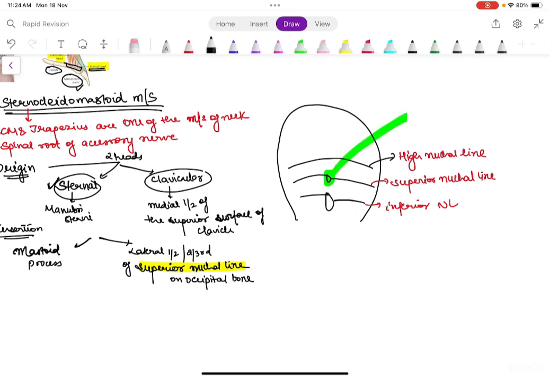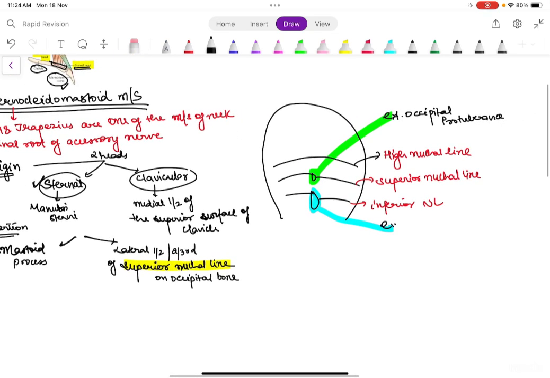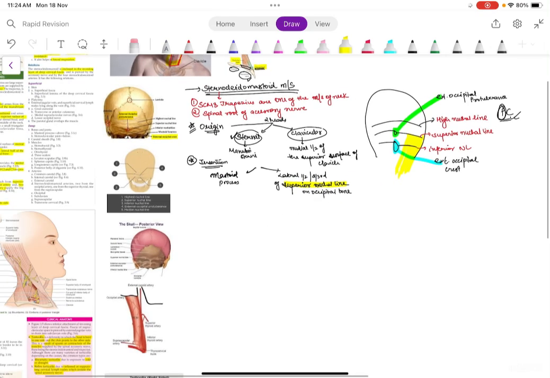Now what you see over here, this part is what is called as external occipital protuberance. And what you see down here at the middle of the inferior nuchal line is external occipital crest. All right, so even if you forget, just remember PC. So P will come upper and C is down. All right, now what did I tell you is that the sternocleidomastoid is attached to the lateral 1/2 or the 2/3. So somewhat like this.